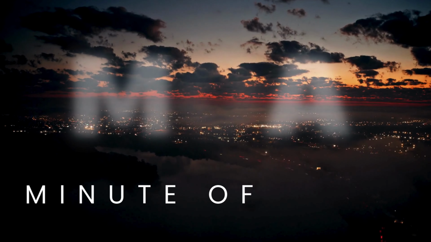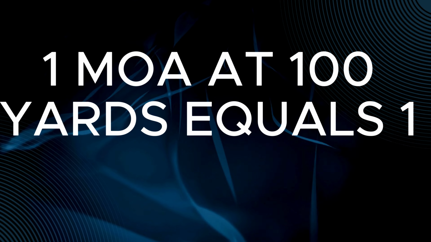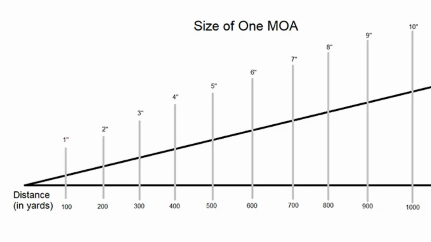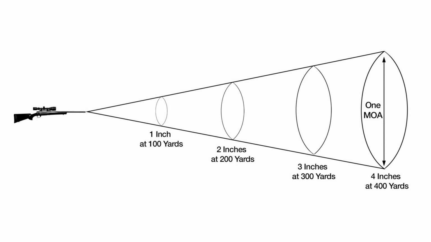Minute of angle, MOA. You've probably heard this phrase: 1 MOA at 100 yards equals 1 inch. But what does that actually mean? MOA, or minute of angle, is a tiny angular measurement, just 1/60th of a degree. At 100 yards, this translates to approximately 1 inch. As you double the distance to 200 yards, the same 1 MOA now spans 2 inches. It really is all about geometry. As the distance increases, the angle stays consistent, but the physical spread grows.